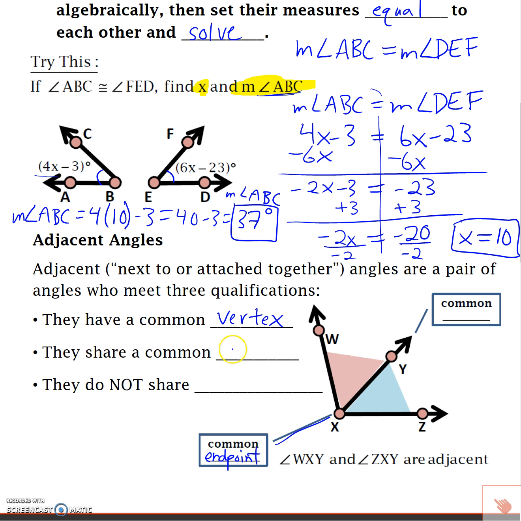And they need to share a common side. So this ray in the middle here is their common side. And finally, they do not share interior points. Interior points are points that are on the inside of the angle. Notice that the red and the blue don't overlap anywhere. There are no shared interior points.